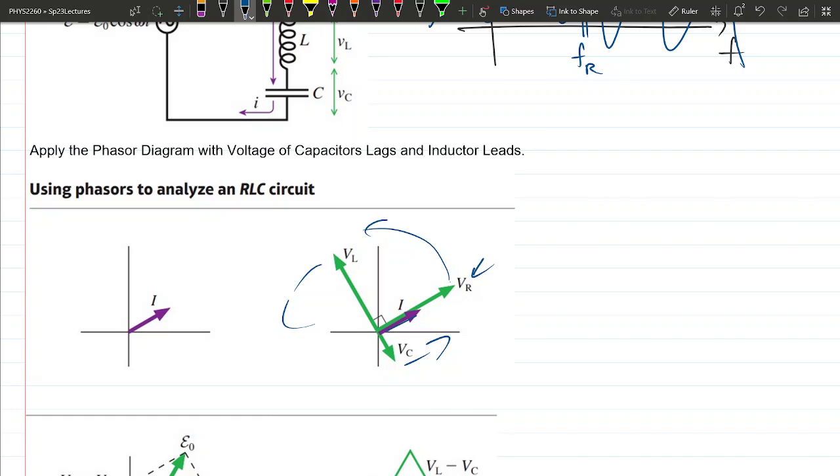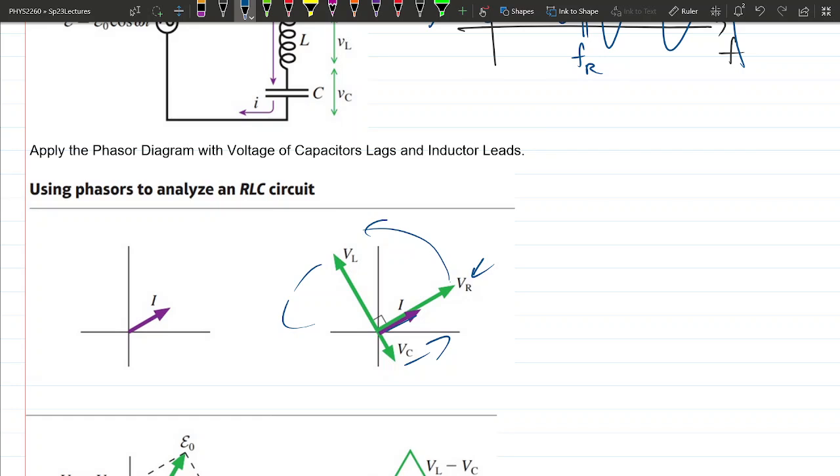But the thing we just learned is that the voltage across an inductor leads the current, right? It's ahead of the current. So therefore, it's actually the first arrow ahead, okay? And then the voltage across a capacitor lags behind the current. So it's actually negative 90 degrees down here. So that's why it's behind, okay?